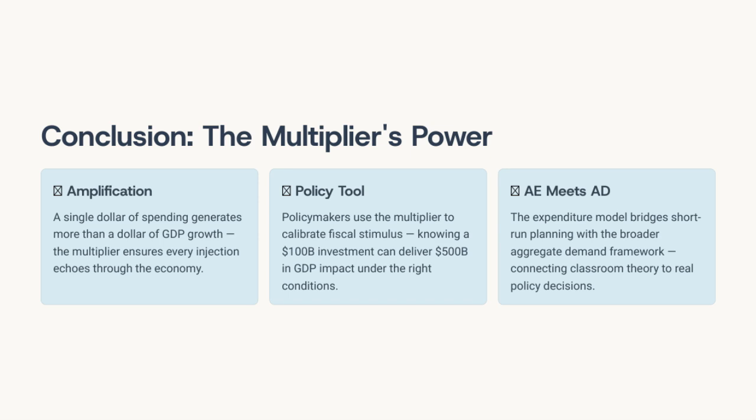So, to wrap up, the key takeaway is the multiplier's incredible power to amplify fiscal policy effects. It's a vital concept that links theory with practical policy, helping us understand how strategic spending can significantly influence economic growth.